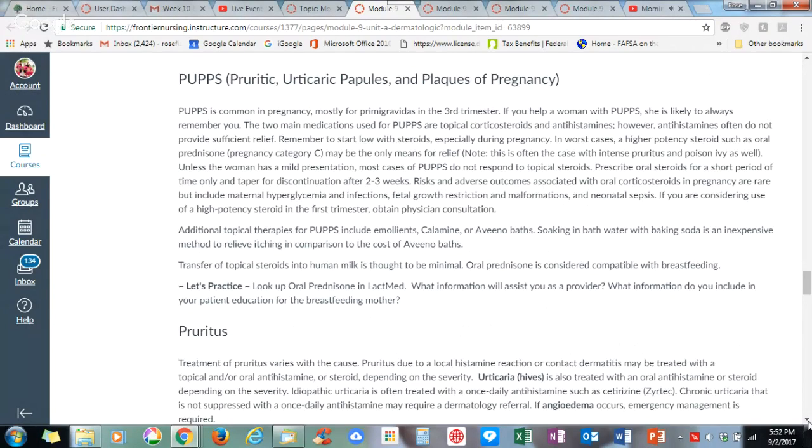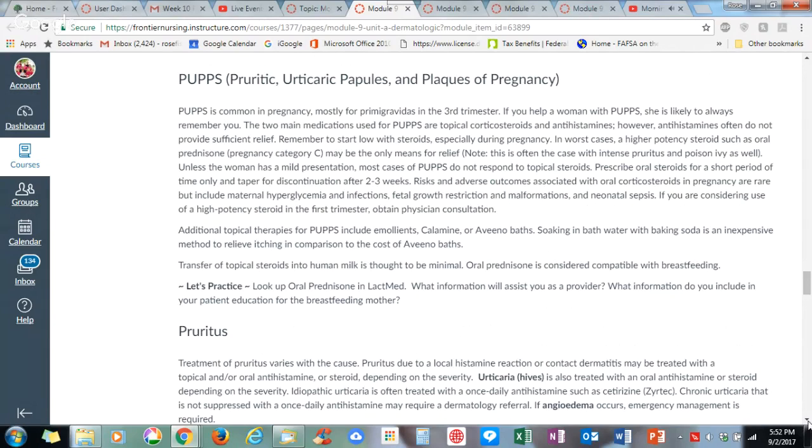Risks and adverse outcomes associated with oral corticosteroids in pregnancy are rare, but include maternal hyperglycemia and infections, fetal growth restriction and malformation, and neonatal sepsis. If you are considering use of a high-potency steroid in the first trimester, obtain physician consultation.